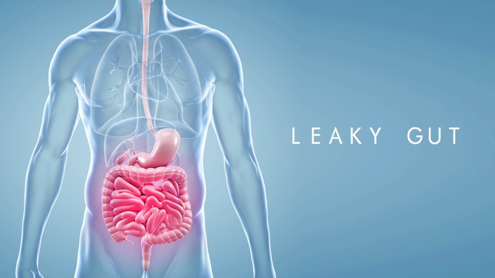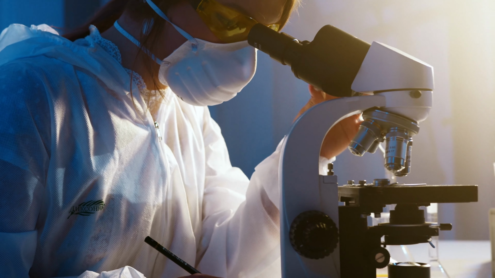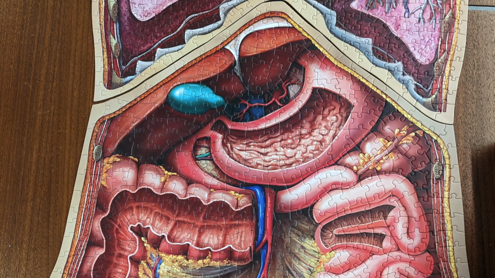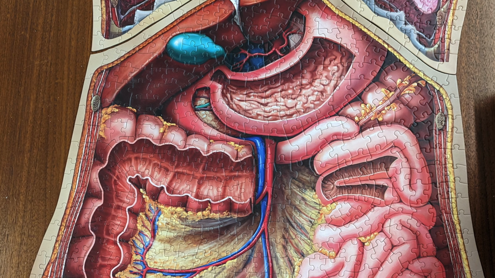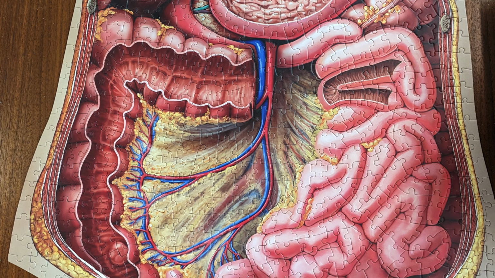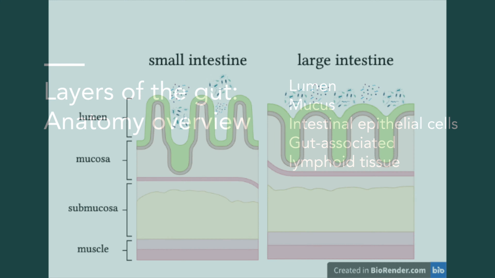So what exactly is going on during leaky gut? What is the mechanism? How does it work? And what is the anatomy of the gut barrier? So for gut contents to leak outside the gut wall into the body, they need to pass through three major layers: the mucus, the intestinal epithelial cell or IEC layer, and the underlying immune defense mechanisms.